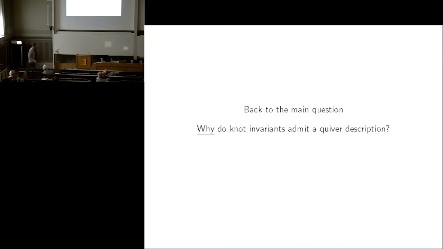So far, I've just taken the knots-quivers correspondence and explored some consequences, taking that for granted, and we arrive at this picture. Now, let me go back to the original question, which is why does this work? And given what we learned, what is the origin of this quiver dynamics?